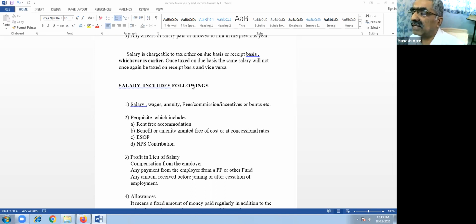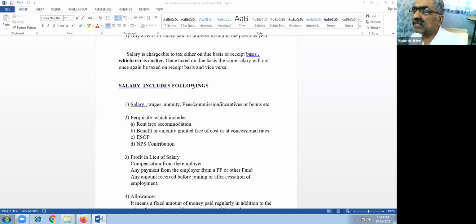Annuity means. So please try to understand. Annuity means any payment done every year. So annuity means payment done on annual basis. Yes, year wise, that we call as year wise. Annuity means the payment done annually.